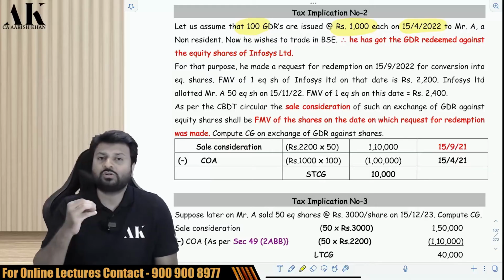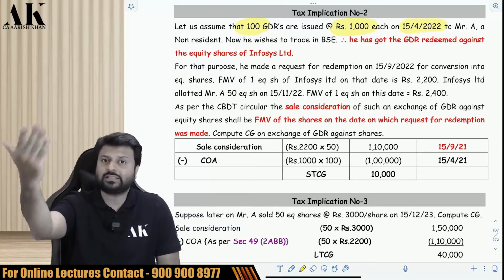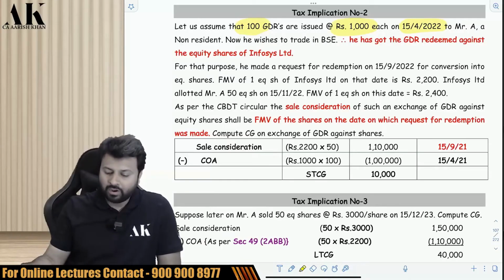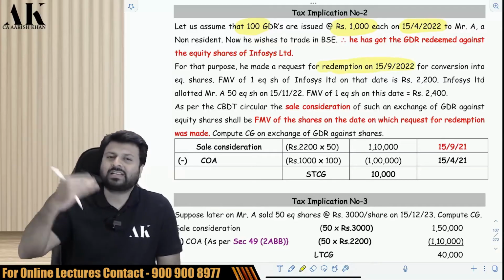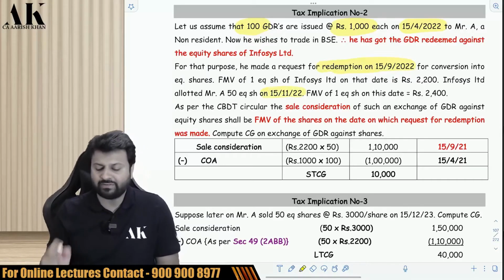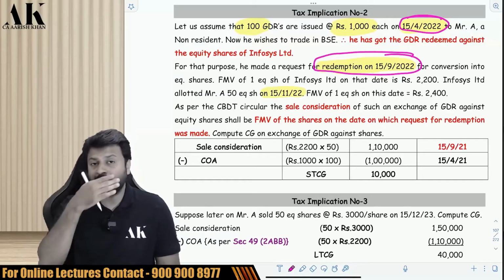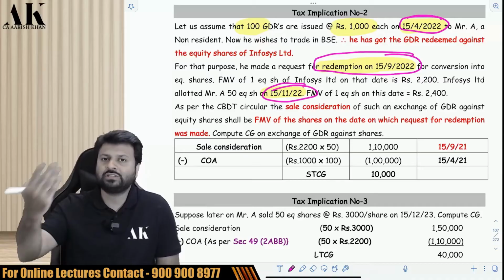So suppose he wants to trade the shares in the Indian market, so he has to give the GDR back and he has to take the shares of the listed company, that is Infosys. So he is making a request to the Indian company on 15th of September 2022. He is making a request that please convert my GDR into shares. So the company now is converting that GDR into shares on 15th of November. See the chronology of the event. On 15th of April, you are buying GDR. On 15th of September, you are requesting for conversion. And on 15th of November, your request is fulfilled. That is, you are given the shares.